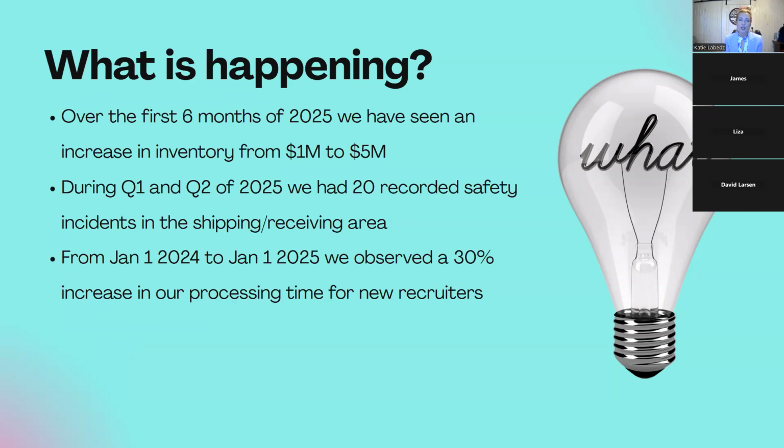Another example, from January 1st of 2024 to 2025, we observed a 30% increase in our processing time for new recruiters. So again, all of these are very simple statements, they're not super wordy. We have our data and we have presented it in a manner in which we are describing what is happening.